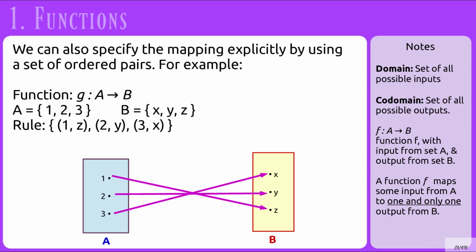Besides an equation for the rule, we can also specify our mapping explicitly by just writing out a set of ordered pairs as our rule. So for example, for this one, the function g from A to B, where A is 1, 2, and 3, and B is x, y, and z, the rule here is 1 maps to z, 2 maps to y, and 3 maps to x. And then the diagram below is how this would look.